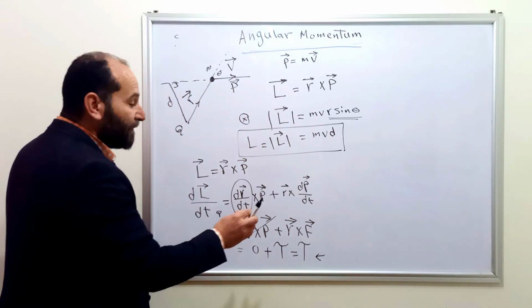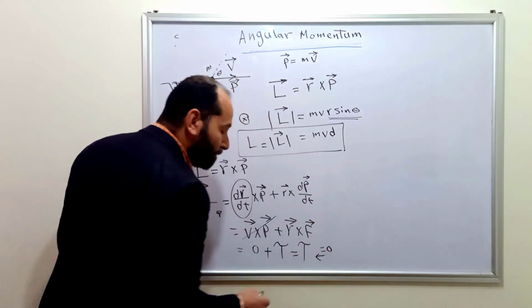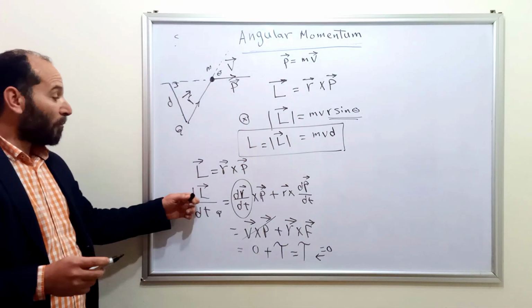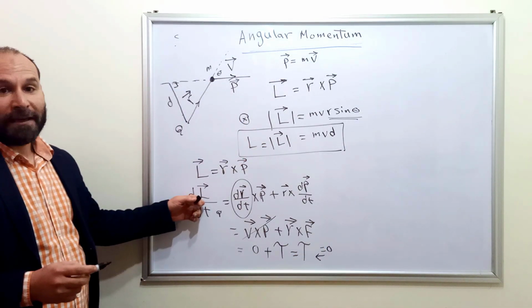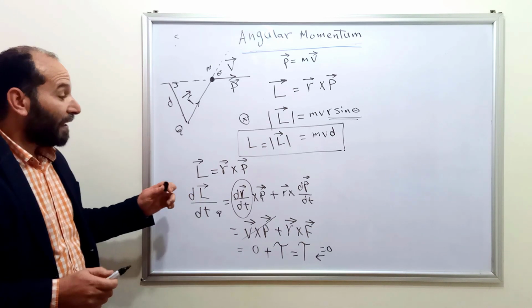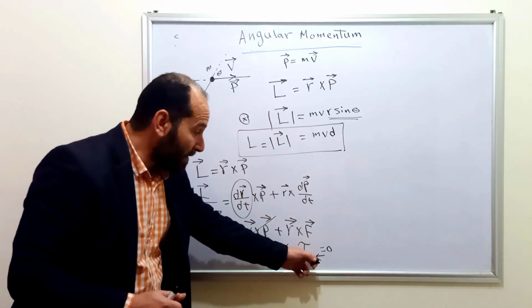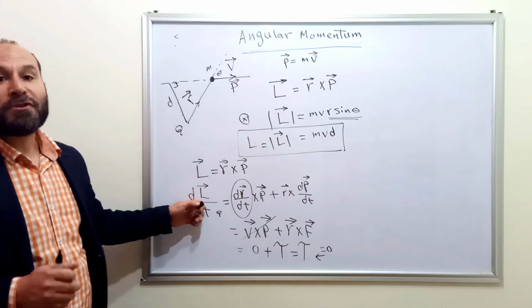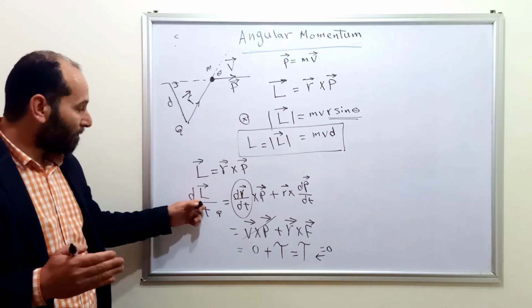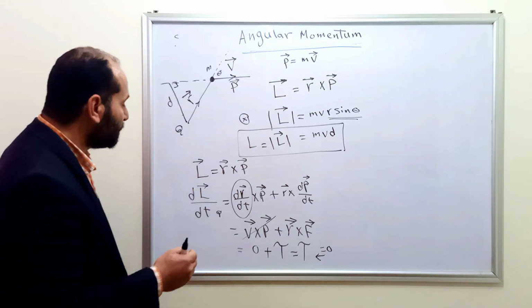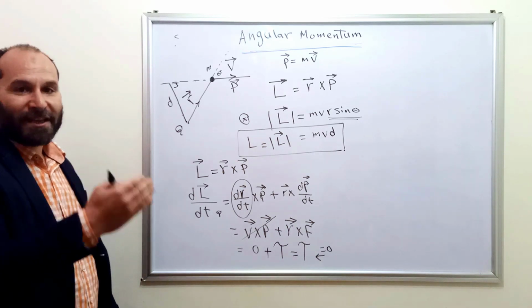So if tau equals 0, the angular momentum is constant. So if tau equals 0, the angular momentum is conserved. Conserved means angular momentum does not change.